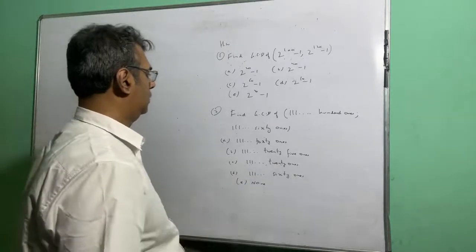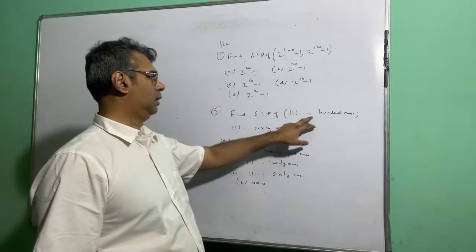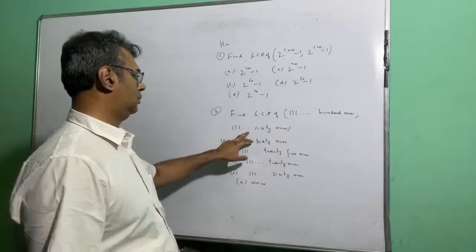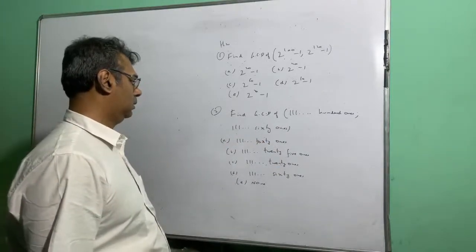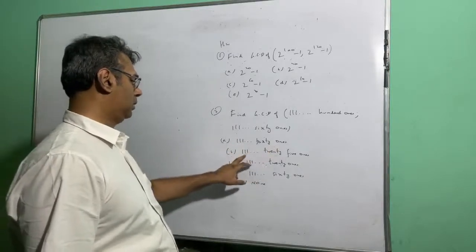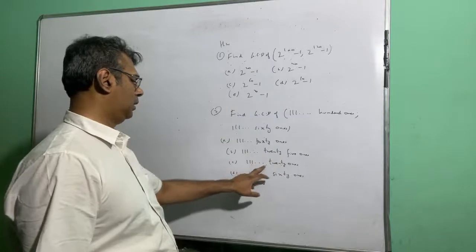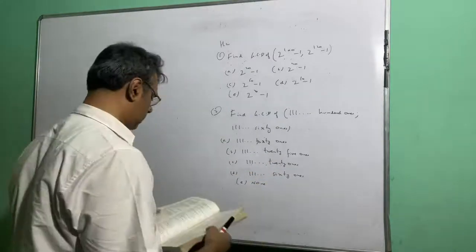Question number 2, find the greatest common divisor of 1, 1, 1, 1, 1 up to 100 ones and 1, 1, 1, 1, 1 up to 60 ones. And the options are 1, 1, 1 up to 40 ones, 1, 1, 1 up to 25 ones, 1, 1, 1 up to 20 ones, 1, 1, 1 up to 60 ones, and none of these. This is question number 2.